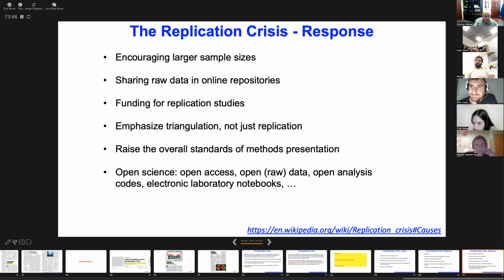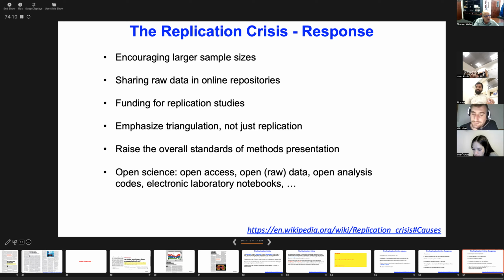The raw data has to be publicly available. The analysis code has to be publicly available. There are some journals that are now asking for your electronic laboratory notebooks. Part of the reason the replication project failed was that there were no good lab notebooks of those experiments. So now some journals are even asking for your notebooks. The bottom line is that in order to do better science, we have to give every piece of information so that somebody else can take all this information and try to replicate.